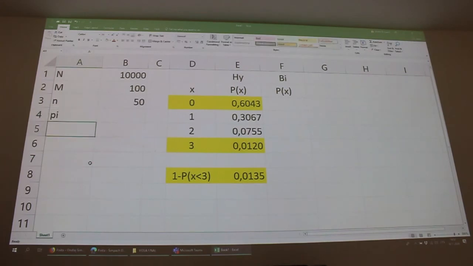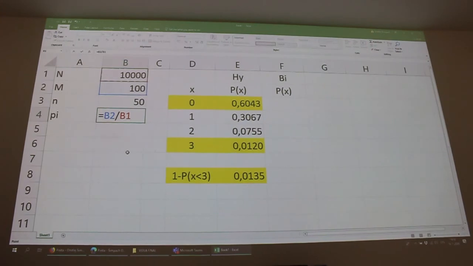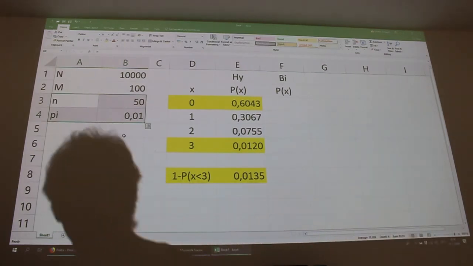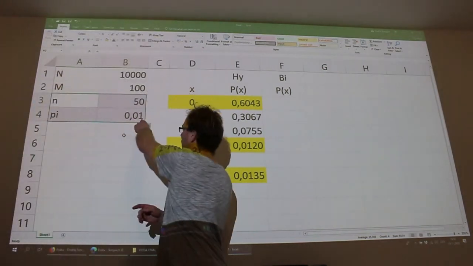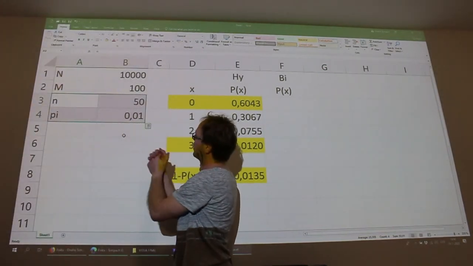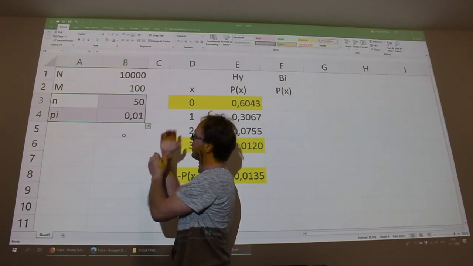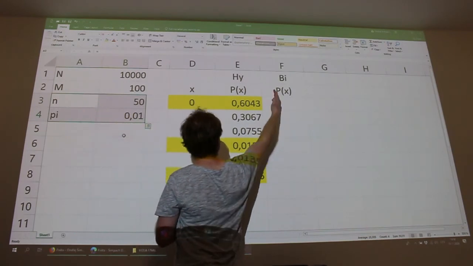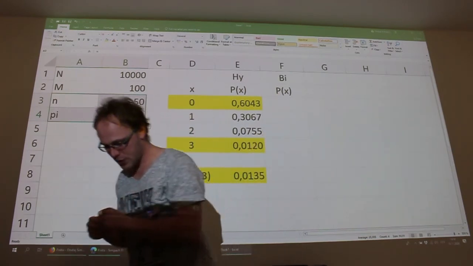Small Greek letter p will be calculated as a ratio, capital M divided by capital N. This parameter is equal to 0.01. This is the probability that a person selected from our selection will be left-handed. So I will use only these two parameters here in this column.